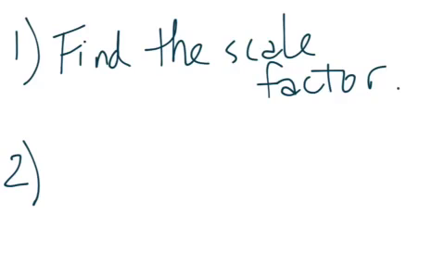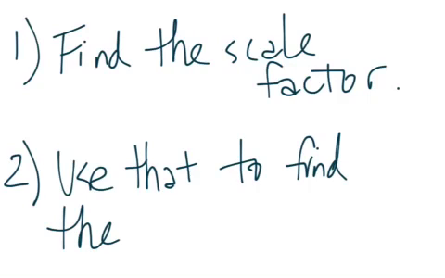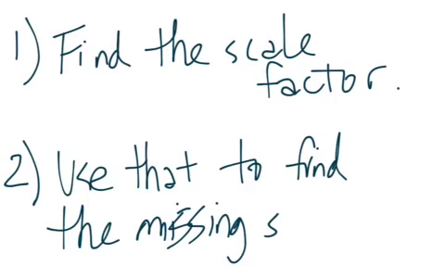You're going to use that to find the missing side. Now, when I say use that, you're going to either multiply or divide. It kind of depends on which direction you're going, if you're trying to find the side length of a bigger object or the smaller object.